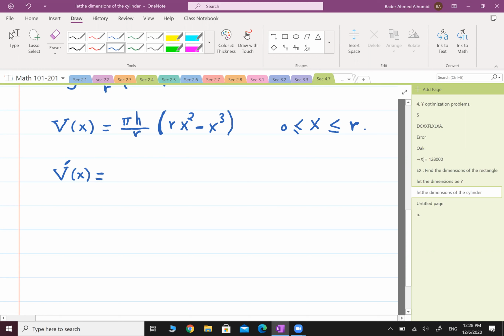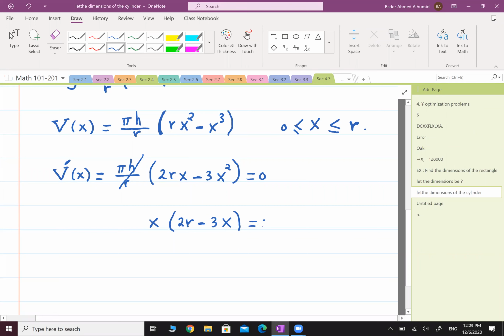V prime of x is equal to what? It will be pi h over r, that's constant, multiplied by 2rx minus 3x squared. I need to put this equal to zero. Of course, I can cancel this, and take also x as a common factor. What do we have here? 2r minus 3x. You agree with this? I'm just taking x common factor.